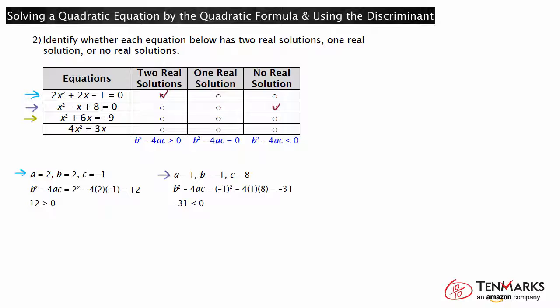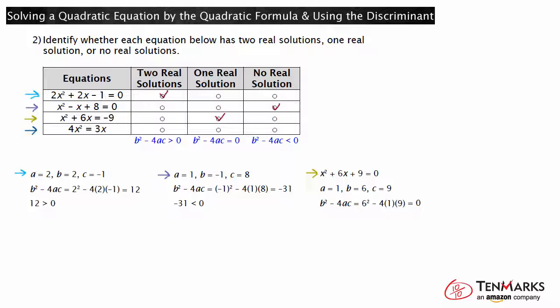We first need to write this equation in the form ax squared plus bx plus c equals 0. Adding 9 to both sides of the equation gives x squared plus 6x plus 9 equals 0. This means that a equals 1, b equals 6, and c equals 9. Substituting into b squared minus 4ac gives 6 squared minus 4 times 1 times 9. Simplifying results in 0. So the equation has one real solution. Let's look at the last equation.